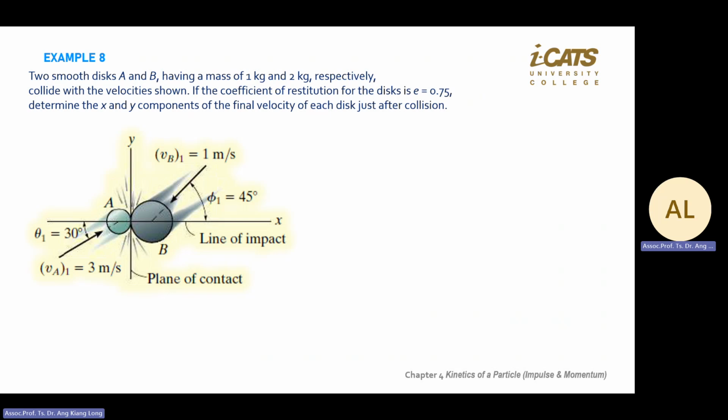For object A, you have x direction and y direction, linear impulse and momentum. For B, also you have two sets of equations, principle of linear impulse and momentum for x and y. So what is important, you break the velocity into x and y first. Determine your x positive direction and y positive direction. Then only you substitute inside the equation. So the mass is given, e is given. Every time you see e is given, it means you need to recall the e equation and solve simultaneous equations again.